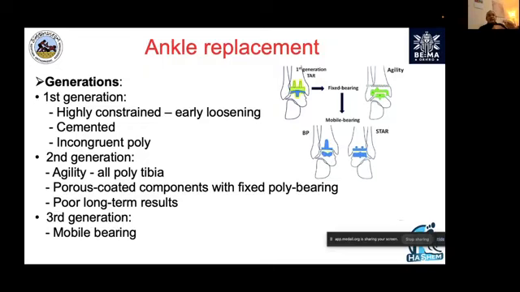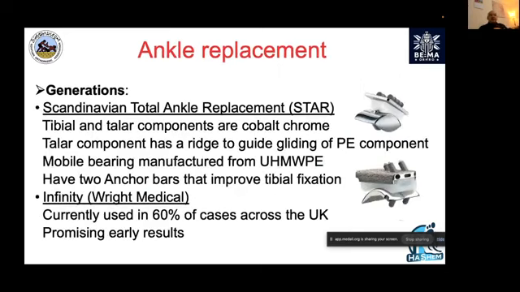Then we move from this stage to stage 3, which is the start of the mobile bearing, commonly the STAR. When we speak about the STAR, which is the Scandinavian Total Ankle Replacement, it has a talar component, a tibial component, and a poly in between. They keep the talar and tibial components cobalt chrome, and they are porous coated, so it's an uncemented implant. They keep a small ridge, as you see here, in the talar component, which means that although this poly is a mobile bearing, it has some degree of restriction of the bearing. That's why it doesn't dislocate or have any problem.